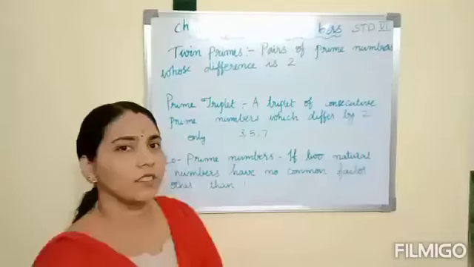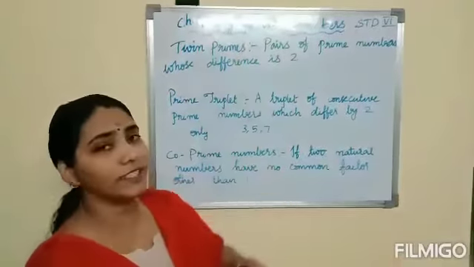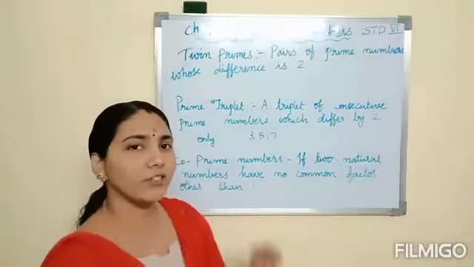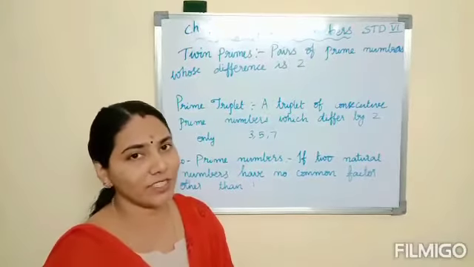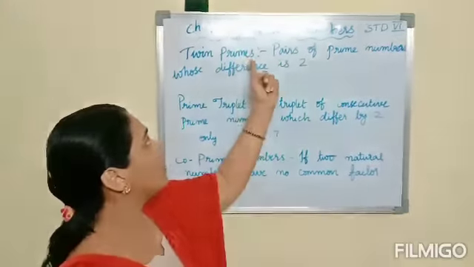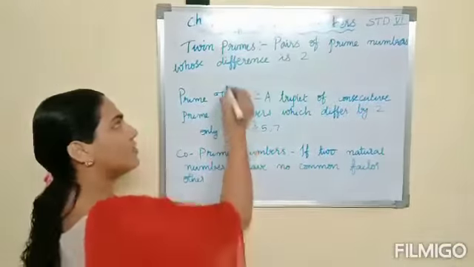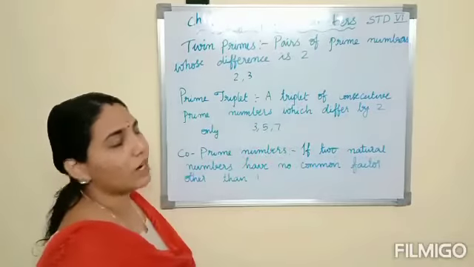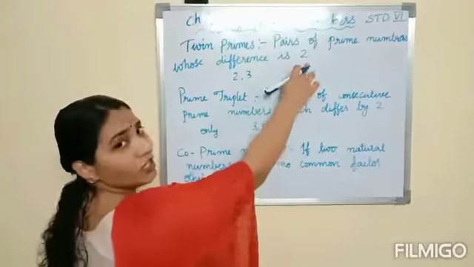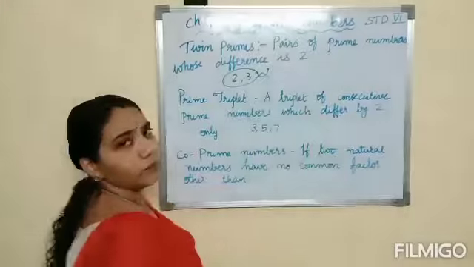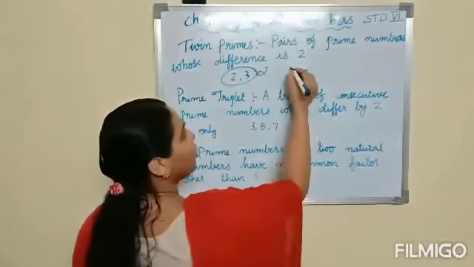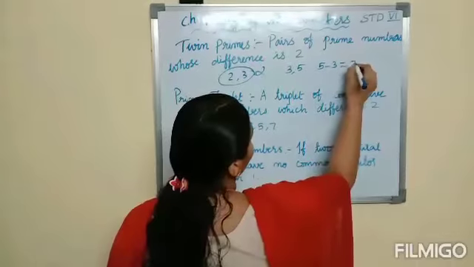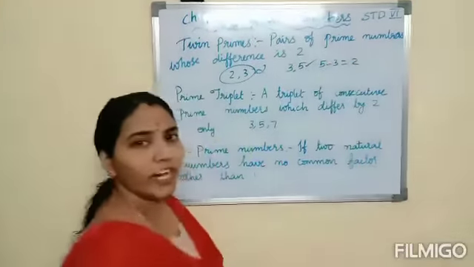Okay. So next one is twin primes. What are twin primes? Pairs of prime numbers whose difference is 2. So if you take a pair of prime numbers and their difference is 2, then that type of numbers are called twin primes. Please check. What about 2 and 3? What is 3 minus 2? 3 minus 2 is equal to 1. So this difference is not 2, so it is not a twin prime. Then we will check the next one, 3 and 5. What will be the difference? 5 minus 3 is equal to 2. So 3, 5 is a twin prime.